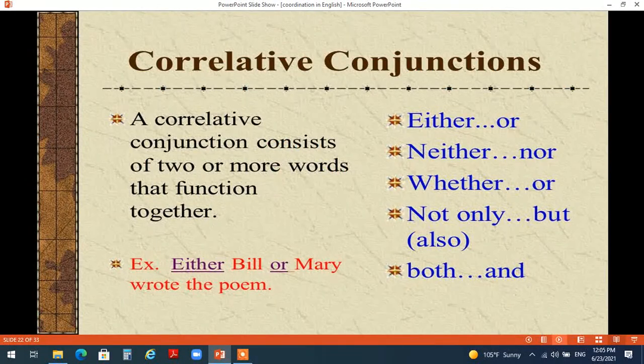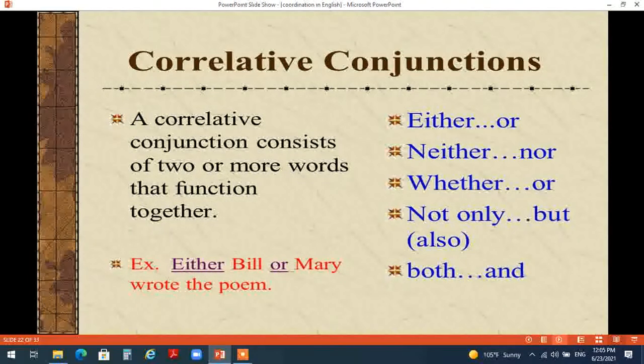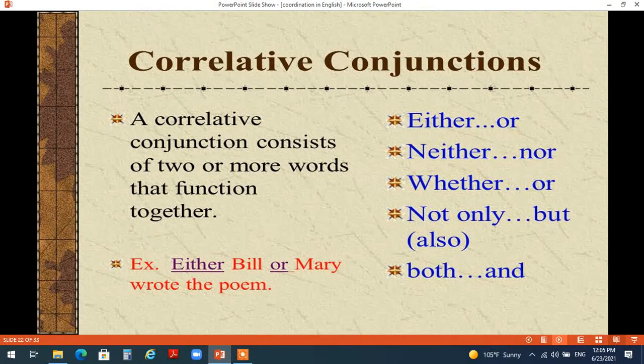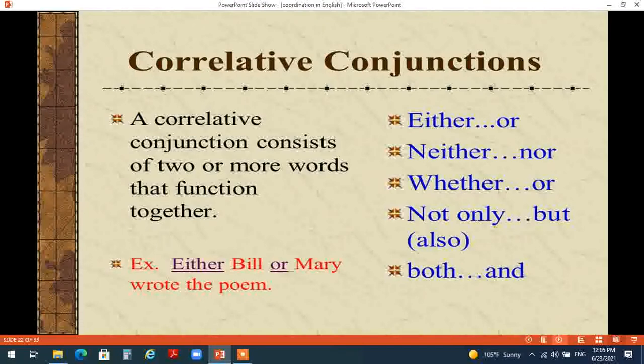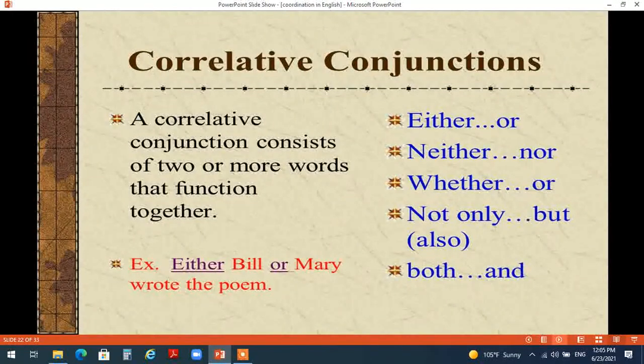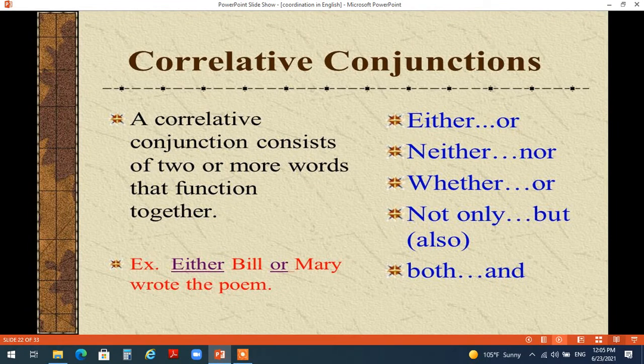Now, regarding these FANBOYS, they are treated as simple coordinators, meaning we can consider them simple connectors since each consists of only one word. In contrast, we have connectors we call correlative conjunctions. A correlative conjunction consists of two or more words that function together. So correlative conjunctions are connectors made up of two words, and these two words are used together in the sentence.